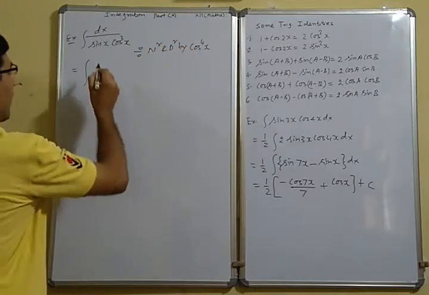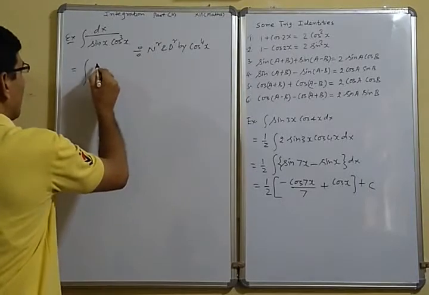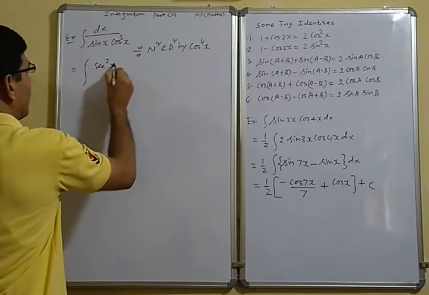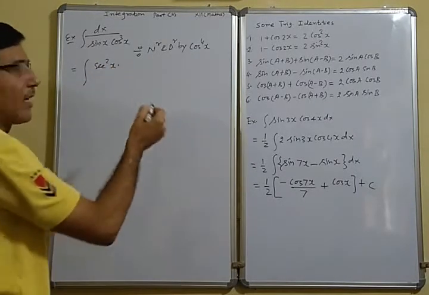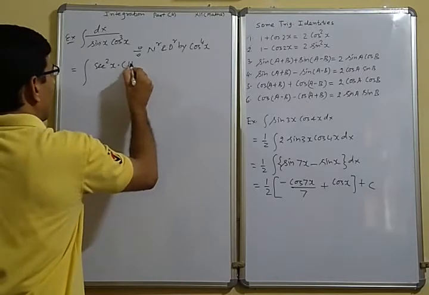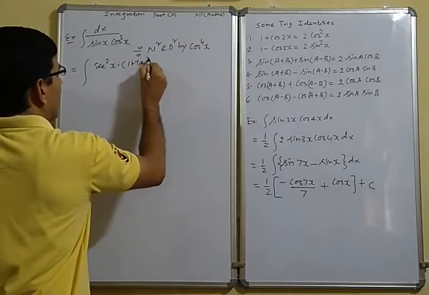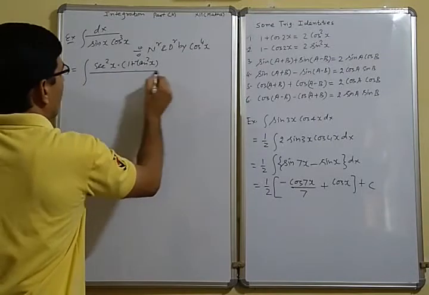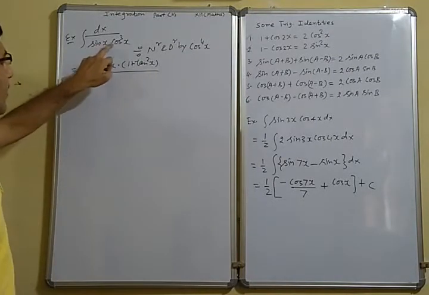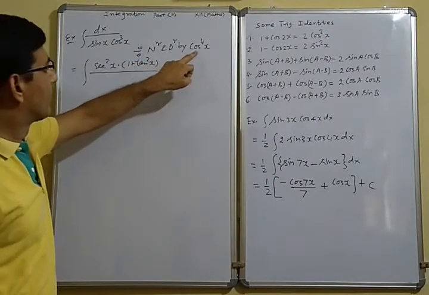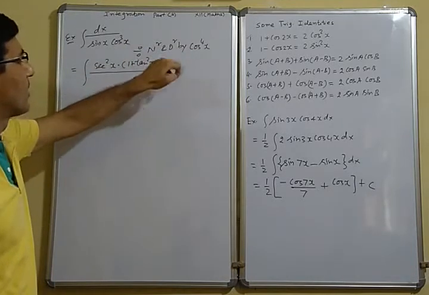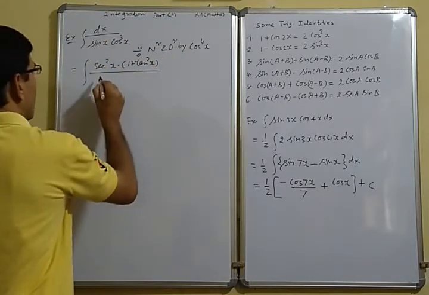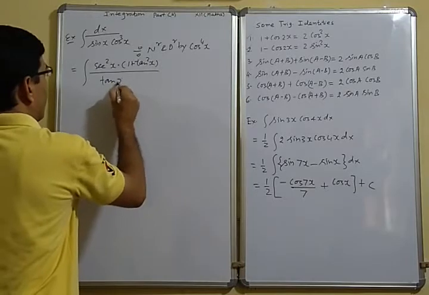Now break it into sec square x into sec square x. We can write sec square x as 1 plus tan square x. So 1 plus tan square x. In the denominator, when we divide sin x by cos cube x, by cos 4x, cos cube cancels out, so sin upon cos becomes tan x dx.